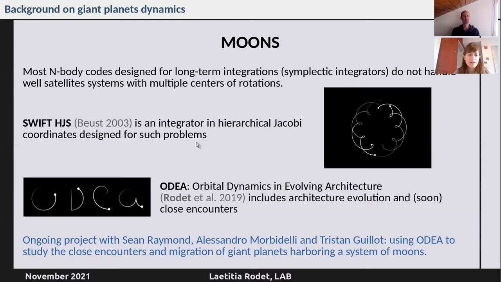The problem is that this integrator could not handle close encounters and hierarchy change. So this can be problematic if you want to study, for example, planet scattering. And this is where I worked a bit on that during my PhD, extending the code into ODIA, which is basically the same structure, but is able to take into account the evolution of the architectures and soon to model very nicely close encounters. So we are working currently with Shen and the researchers from Nice to use ODIA on close encounters between giant planets harboring a system of moons.